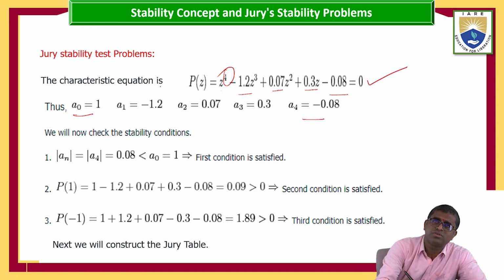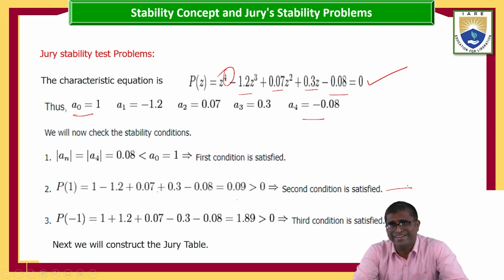with z equal to 1. Substituting z equal to 1 here, 1 minus z equal to 1, no? That is 1.2 plus 0.07 plus 0.3 minus 0.08. The total value is coming to 0.09. It is less than 1. This is the second condition here, which will also be satisfied.